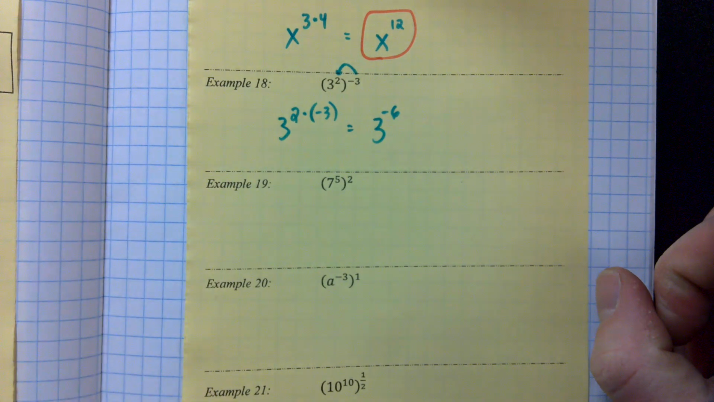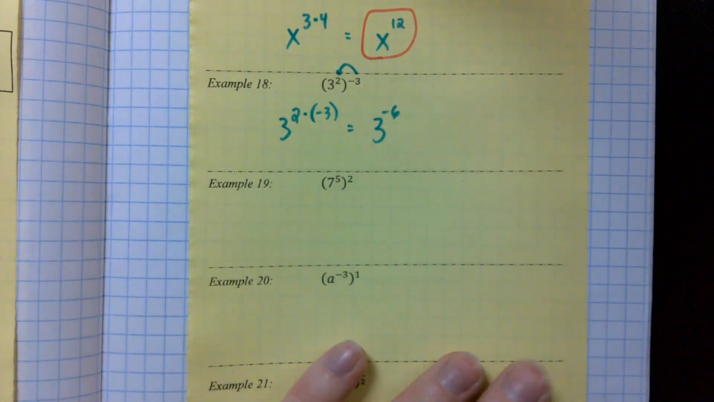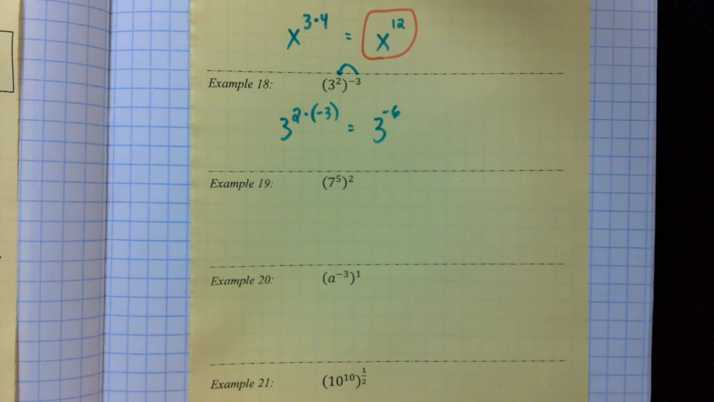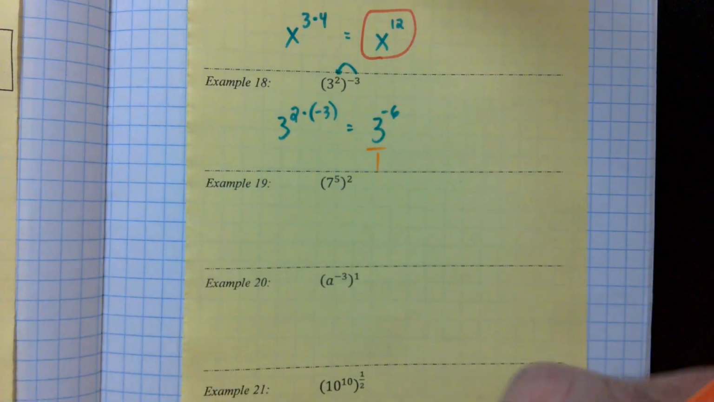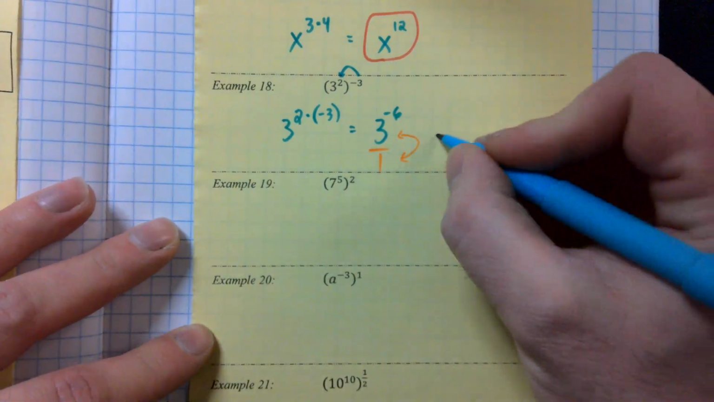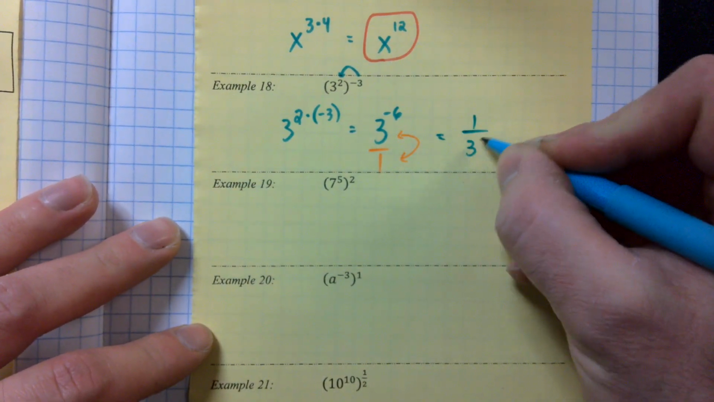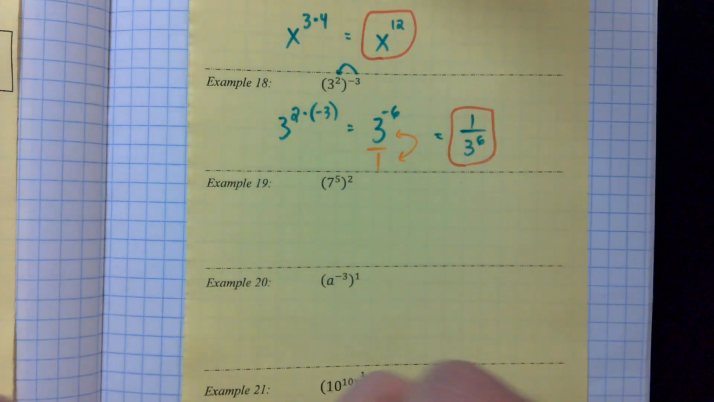Is that my final answer? No, right? We still need to make this exponent positive. Well, how can I turn this exponent positive? What do I need to do first? Put a 1 under it. Now that it's a fraction, what can I do with that fraction? Flip it. And when I flip it, what happens to my exponent? It becomes positive. 1 over 3 to the 6th.